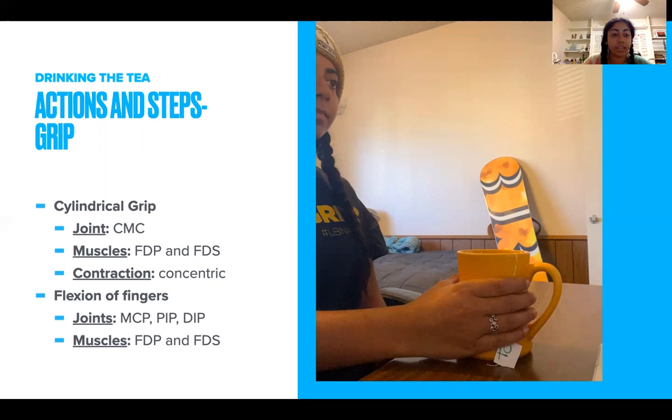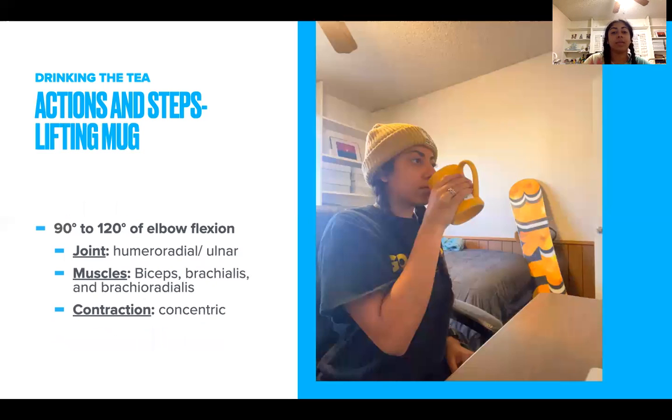All right, and so now the third action step we're going to be talking about is lifting the mug. The third action step would be lifting the mug to your mouth. Since the mug has left the table and your forearm is doing all the work, the grip around your mug would be an isometric contraction. Whereas when you are flexing your elbow from 90 degrees to about 120 degrees, this would be seen as a concentric contraction.